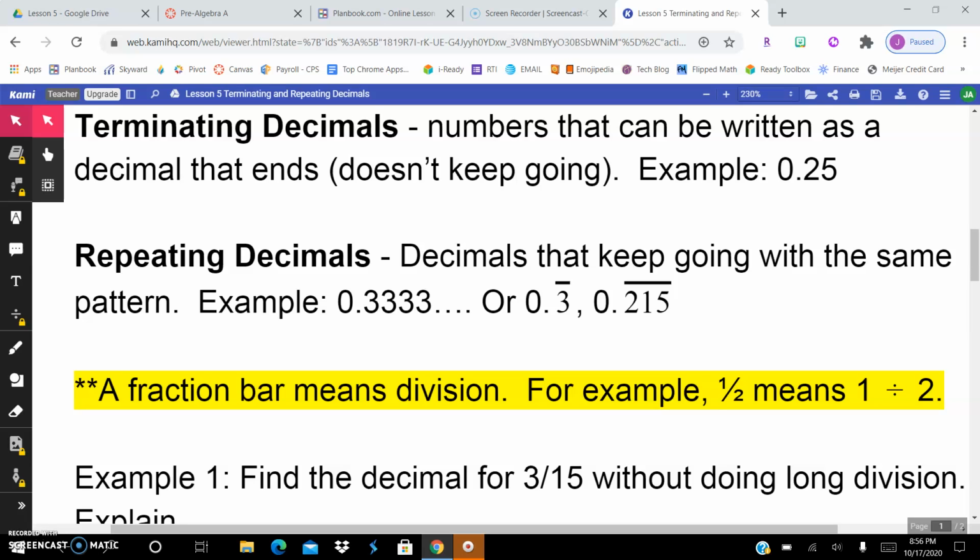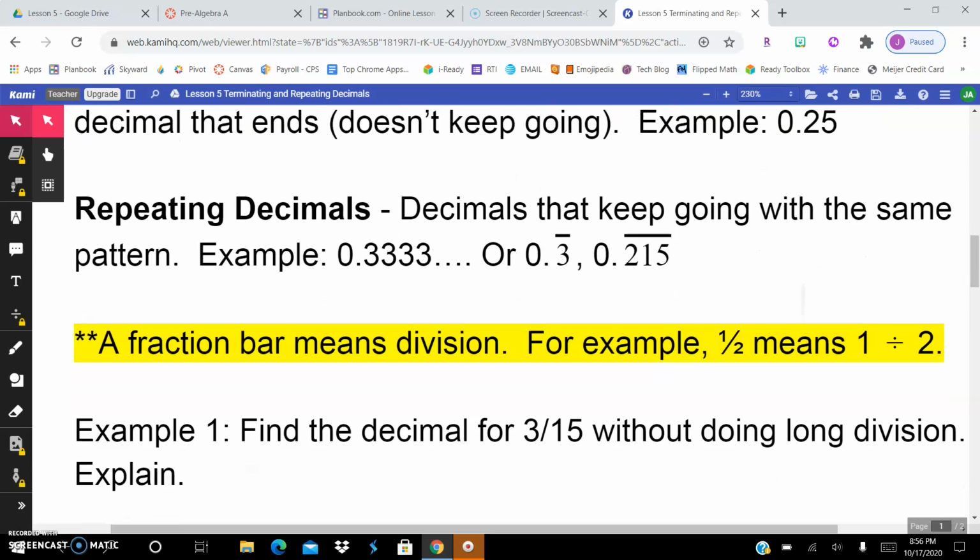So it goes on forever with the same pattern. I put a couple of examples here. 0.3 repeating, and that line above indicates that it is repeating. And then I have 0.215 repeating, and you notice that line goes over the 2, 1, and the 5. So that means that decimal will keep going 215, 215, 215. So terminating stops, repeating keeps going on forever with the same pattern.